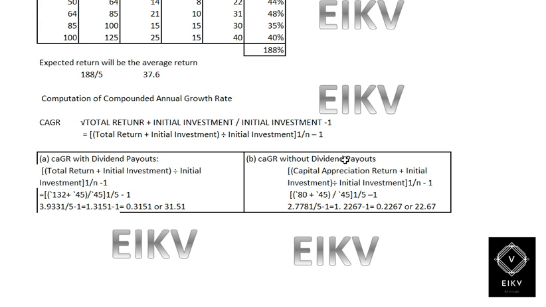In case of CAGR without dividend, it would be capital appreciation plus initial investment divided by initial investment, raised to 1 by n, minus 1. Therefore, 80 plus 45 divided by 45, raised to 1 divided by 5, minus 1. So 2.781 raised to 1 by 5 minus 1, and the final figure would be 0.2267. When it is converted into percentage, it would be 22.67%.